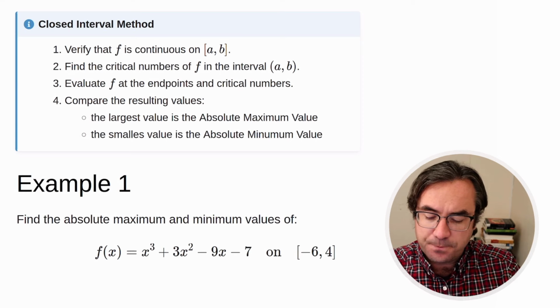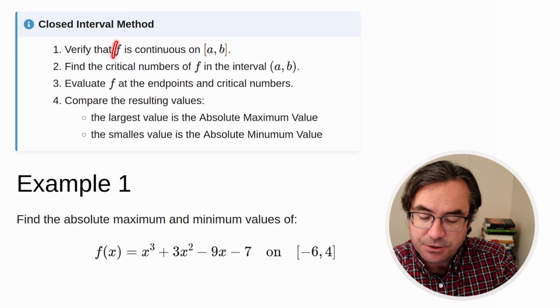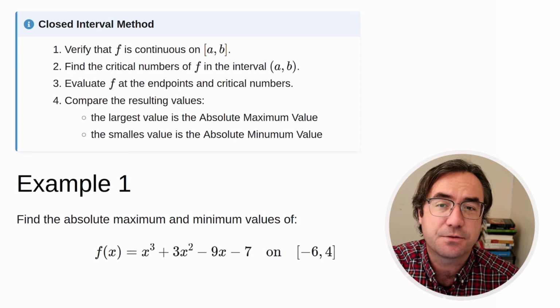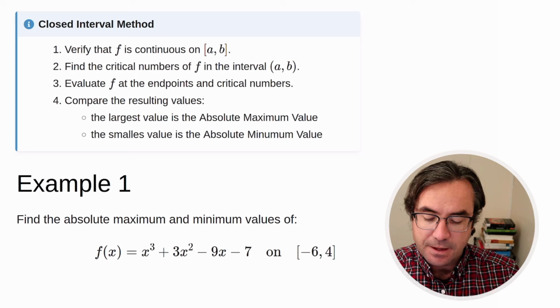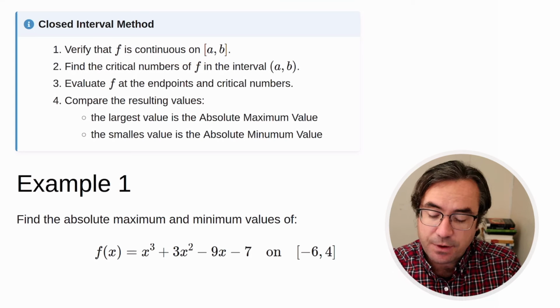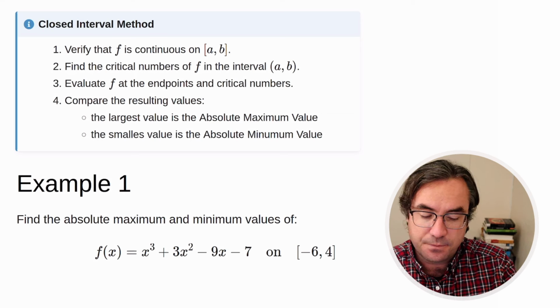And what we're going to do is first just verify that those two conditions are satisfied. So our function f is continuous on the closed interval from a to b. And then once we've verified those two conditions, then we're going to figure out the critical numbers of our function that sit inside the interval.